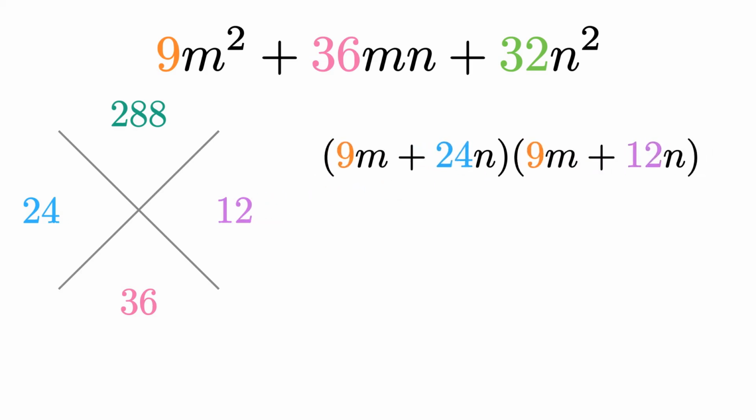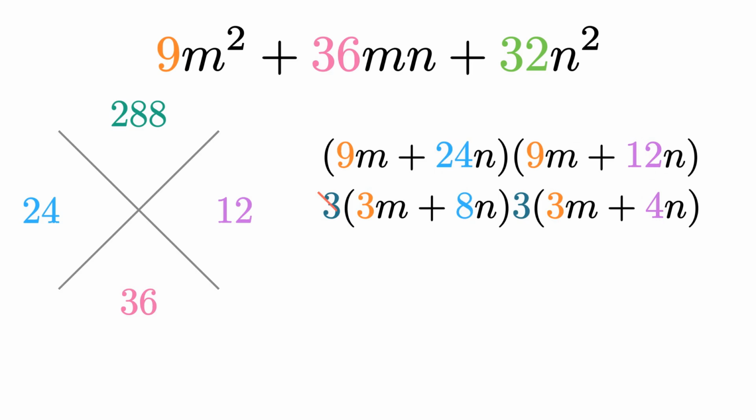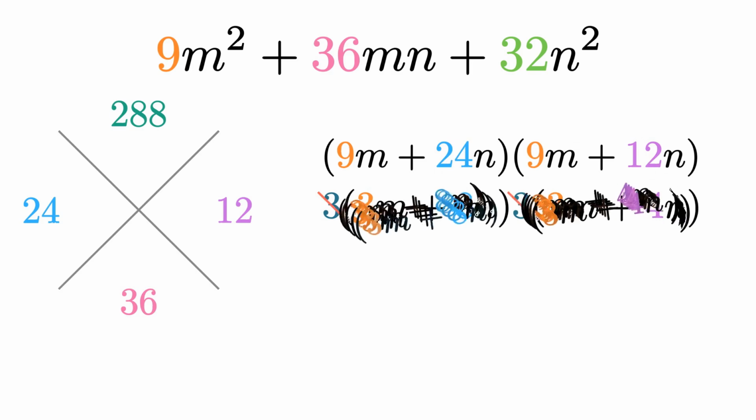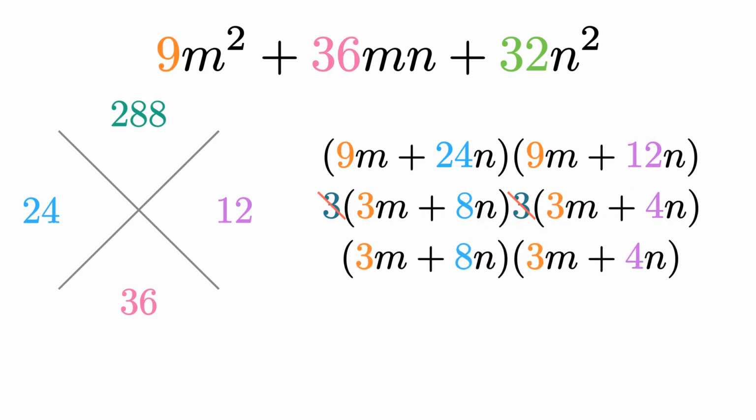From here, we're going to take an extra step and factor both of these groupings, since they're both factorable. We'll factor a 3 from the first grouping, and that'll leave us with 3m plus 8n, and we'll factor a 3 from the second grouping, and that will leave us with 3m plus 4n. Once we take out those 3's, we can cancel them out and disregard them, and leave what's left, which is just 3m plus 8n times 3m plus 4n, and that is the answer.